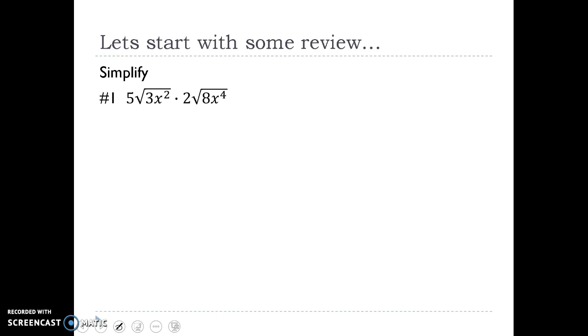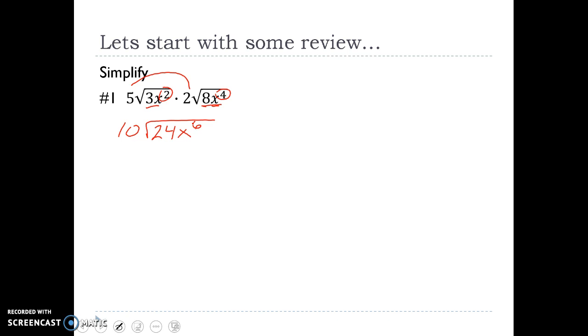It goes back to what we were doing in assignment number 2, where we multiplied radicals together and then simplified it. And so what I'm going to do here is multiply what I can multiply together. I can multiply the stuff outside of the radicals together. So I can take 5 times 2, which gives me 10. And then I can multiply the stuff inside the radical together. So I'm going to take the 3x squared times the 8x to the 4th. And 3 times 8 is 24. And x squared times x to the 4th is x to the 6th. Remember, when we multiply like bases, we add the exponents.